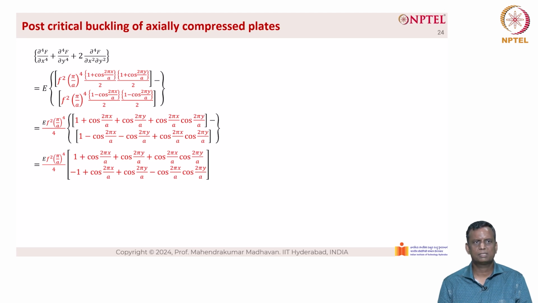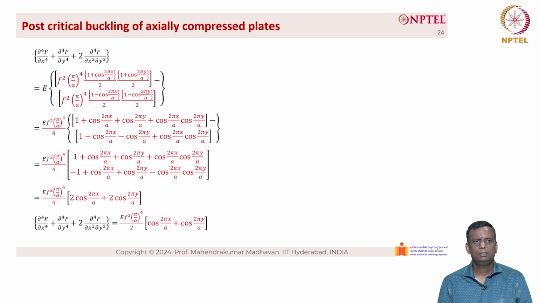When we simplify these terms, most of the terms get cancelled. So 1 and minus 1 get cancelled, and the cos 2 pi x by a into cos 2 pi y by a terms also get cancelled. So we have a simplified equation now becoming e into f square into pi by a the whole power 4 divided by 4 into 2 cos 2 pi x by a plus 2 cos 2 pi y by a. So this is written as shown below. This becomes equation 5.